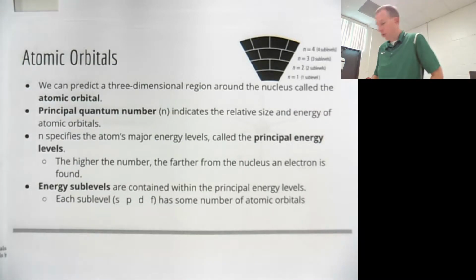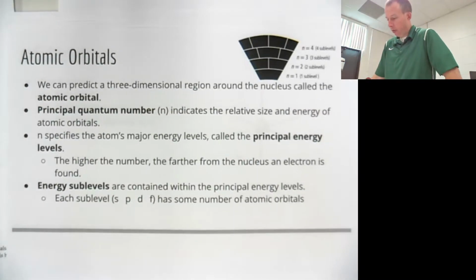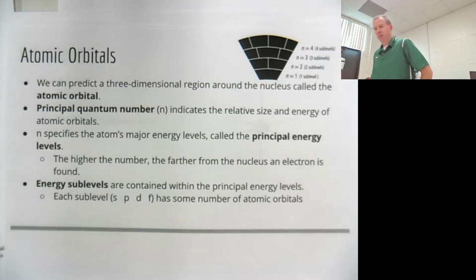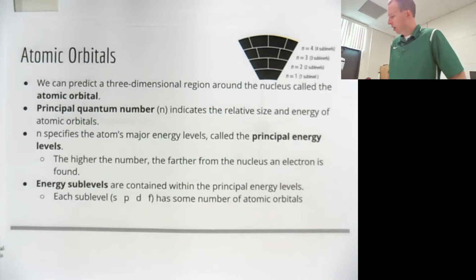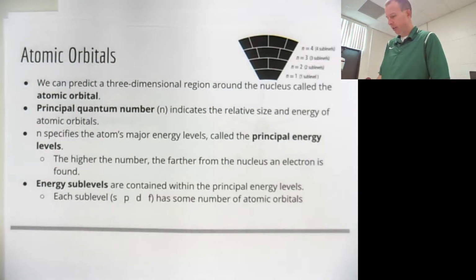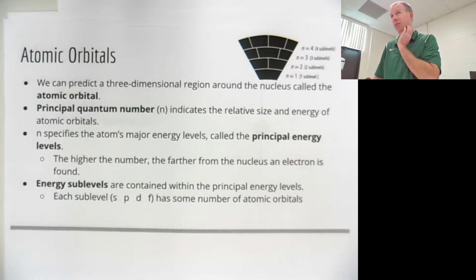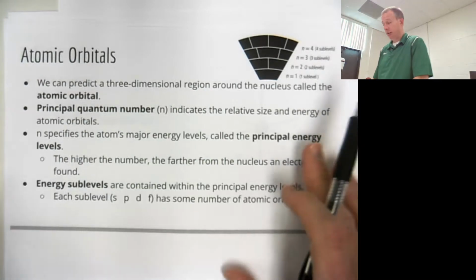Hi, so now I'm going to walk you through some really basic stuff about atomic orbitals and what the point of all this is in the first place. The goal of this part of the unit is that we're trying to figure out where electrons are in the atom. They're not in the nucleus.